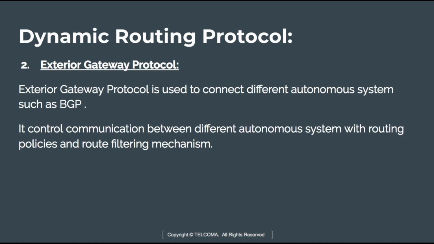The next one is the exterior gateway protocol. The exterior gateway protocol is used to connect different autonomous systems, and the example of the routing protocol used in EGP is BGP. It is used to connect the various autonomous systems present in the network, and it will control communication between the different autonomous systems with routing policies and routing filtering mechanisms. So this is about IGP and EGP. So this is all about routing in IPv6.